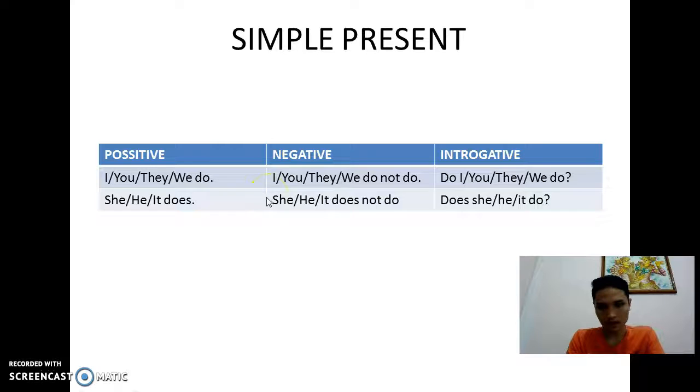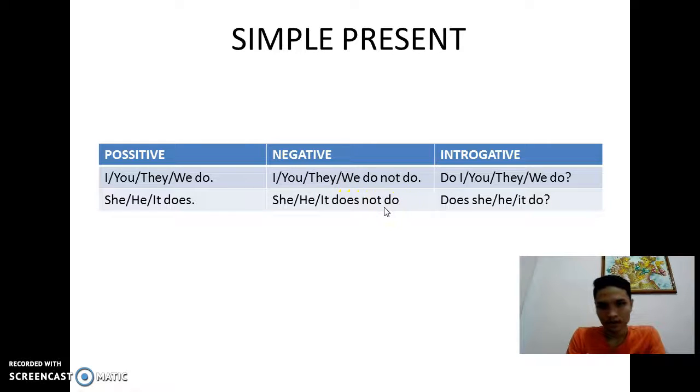There is a change. Because the s or es has moved to the does not, the verb does not have to use s or es. So it will be she does not do, he does not do, it does not do.